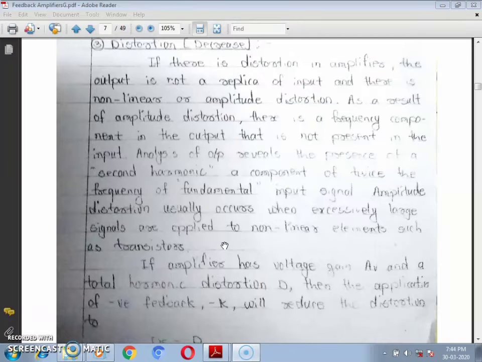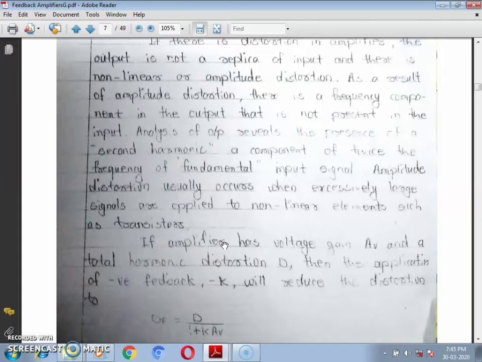Next important parameter: distortion. Distortion decreases with negative feedback. How is that? What is meant by distortion? If distortion is present in the system, it means the output is not exactly a replica of the input. This is because, in spite of the fundamental, second harmonics are present, and due to that the signal amplitude will be distorted, and this we want to minimize.